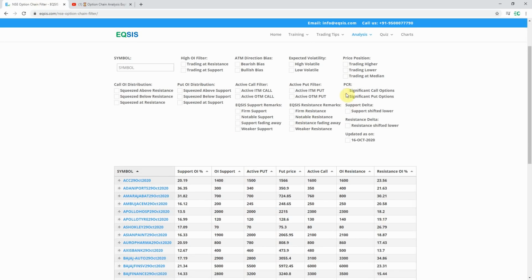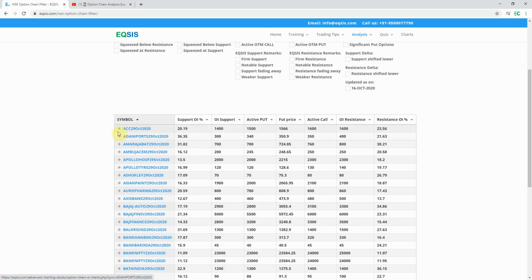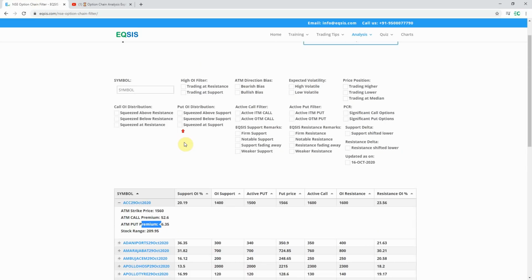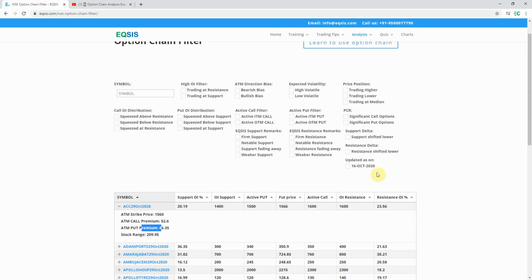So I'm going to focus on a couple of things here. Now I'm going to focus on put call ratio, which I come to in a later part of the video. If you see, there is a plus mark here. This is a filter that makes it easier for you to see the at the money call premium and at the money put premium. This record was updated as of 16th October, as on Friday.